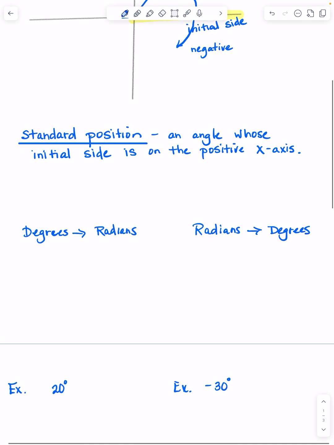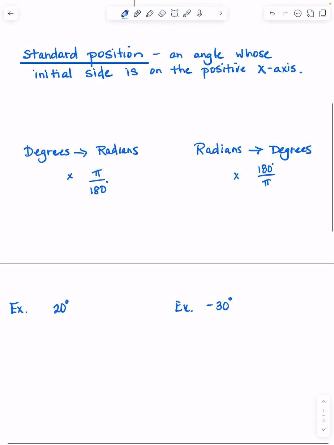All right, so going back to how we measure an angle. Like I said, you can go back to the Canvas if you need more detail, but to convert from degrees to radians, we're going to multiply by pi over 180. And then to convert from radians to degrees, we're going to multiply by 180 over pi. All right, so let's do some examples of this.